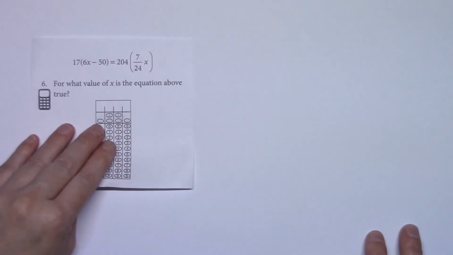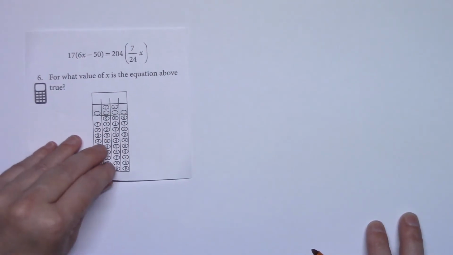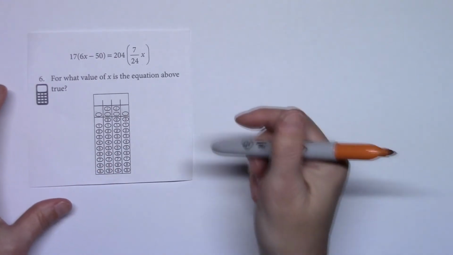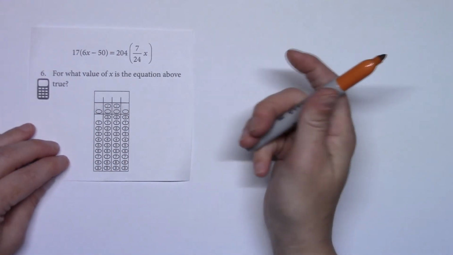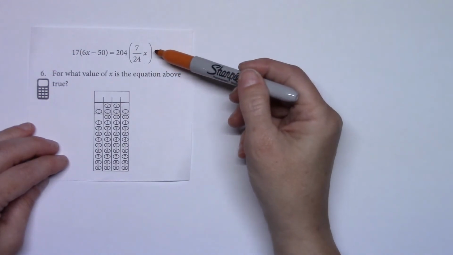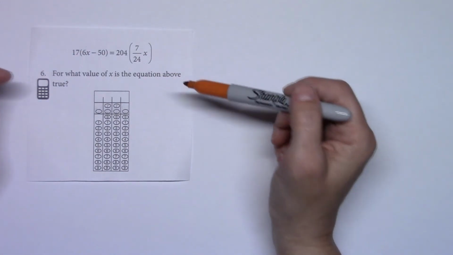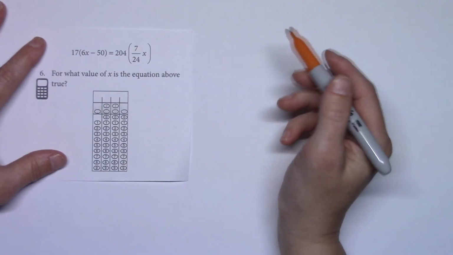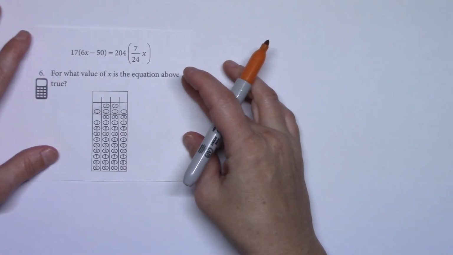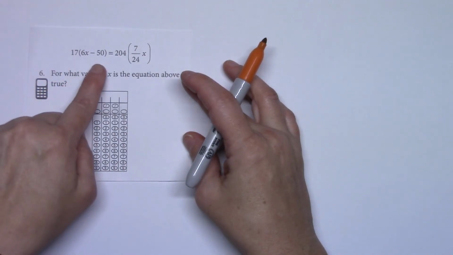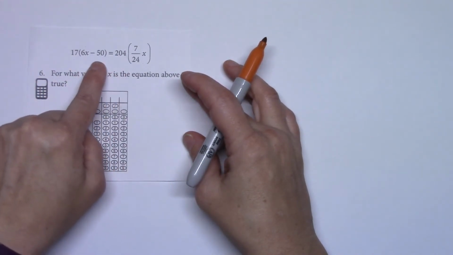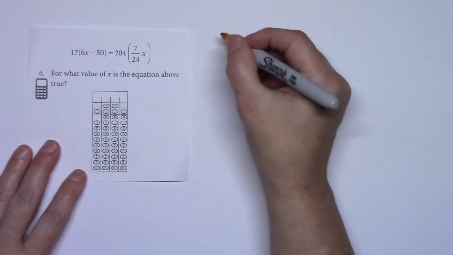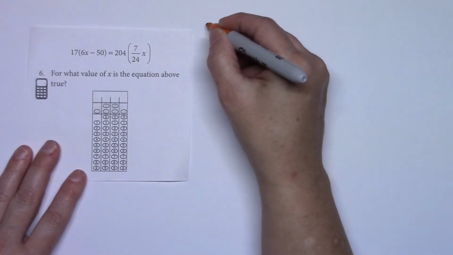So this will be question number 6 in this category. And this is going to be one of the gridded response ones where you're going to have to put your answer in the grid once you get it done. Again, they've given us an equation, and it says, for what value of x is the equation above true. In other words, they're asking you to solve this equation. And it is a calculator one, and I'm seeing some pretty big numbers in there, 204, 50, 17. So chances are on this one, I will be using the calculator.